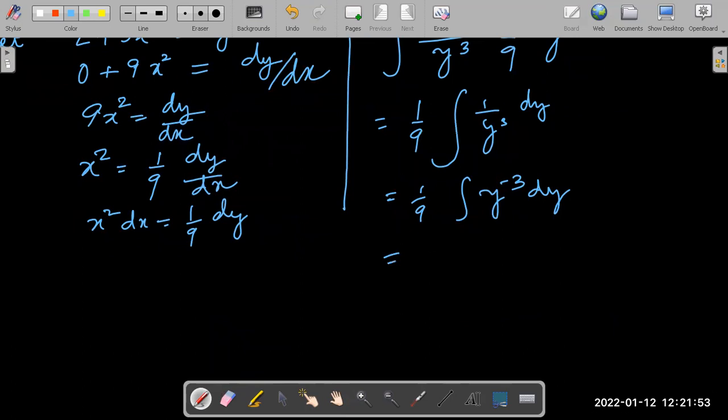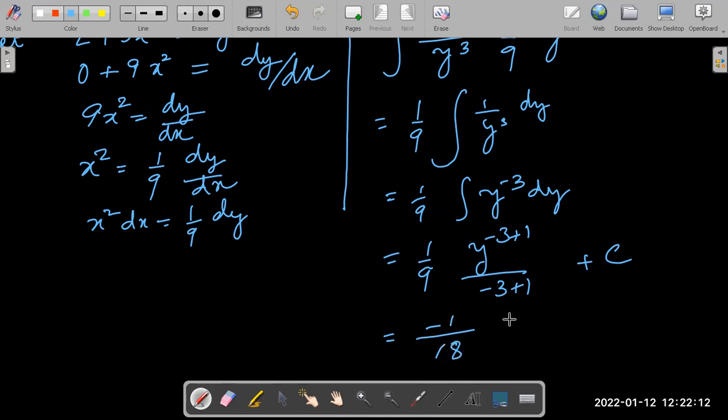So this becomes 1 by 9 y to the power of minus 3 plus 1 divided by minus 3 plus 1, plus c. So you have minus 2. So minus 2 by minus 1 by 18, this 2 into 9, minus 1 by 18 y to the power of minus 2 plus c.